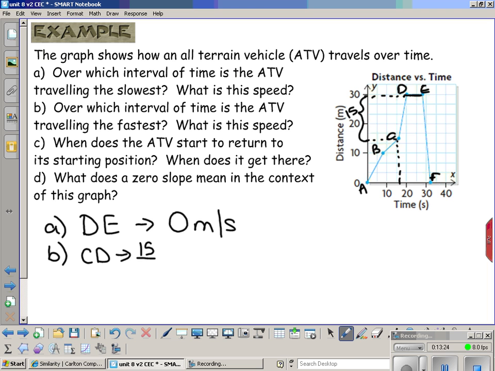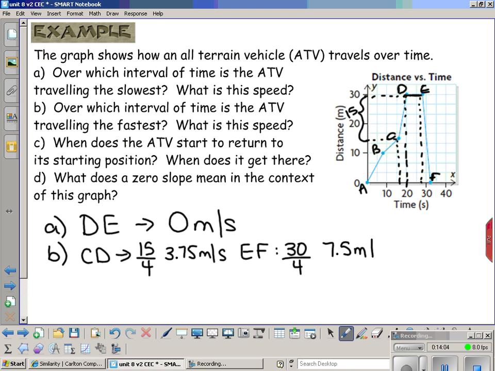Check our times on these. He is going about 16 seconds to 20 seconds, so about a 4-second difference. So 15 divided by 4, he is going about 3.75 meters per second. Let's check E to F. E to F is a distance of 0 to 30. So he's going 30 meters, in about 4 seconds. So you should be able to see that he is going fastest from E to F, and it's about 7.5 meters per second.